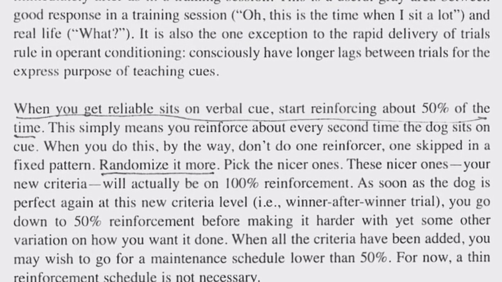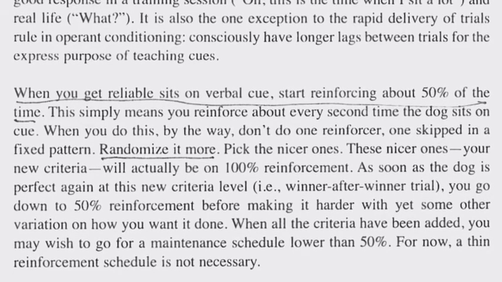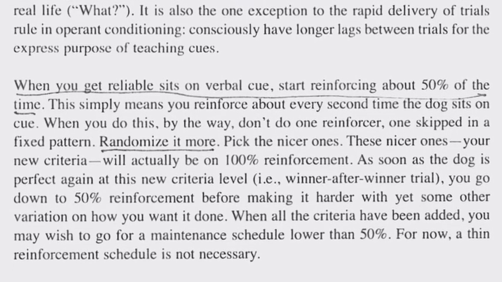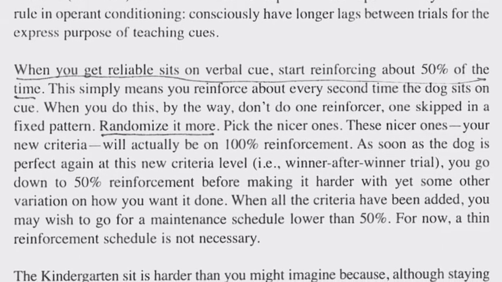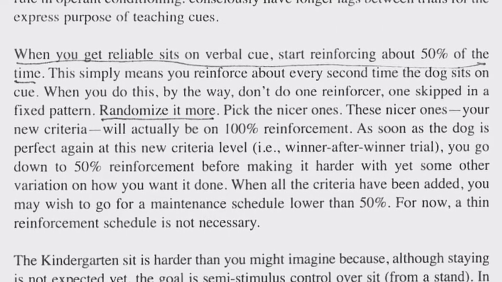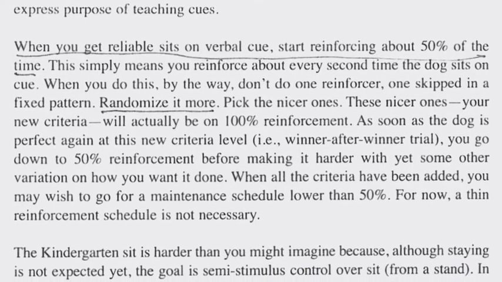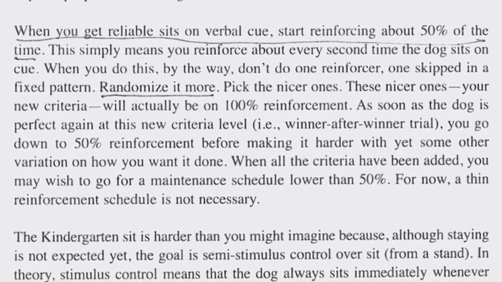As soon as the dog is perfect again at this new criteria level, example, winner after winner trial, you go down to 50% reinforcement before making it harder with yet some other variation on how you want it done. When all the criteria have been added, you may wish to go for a maintenance schedule lower than 50%. For now, a thin reinforcement schedule is not necessary.